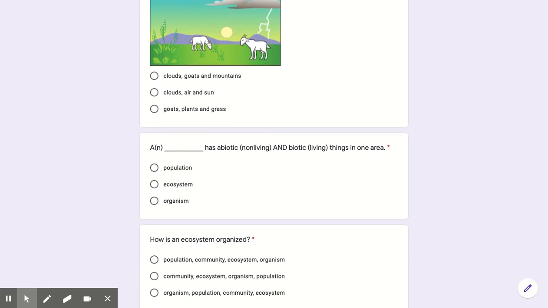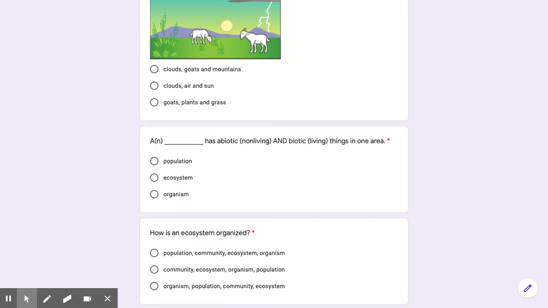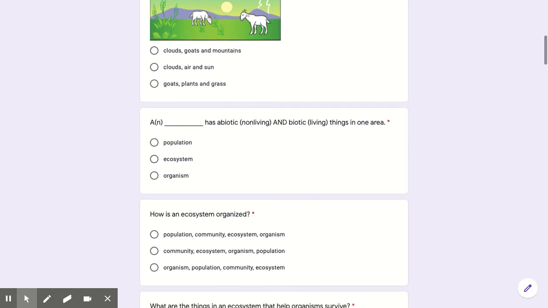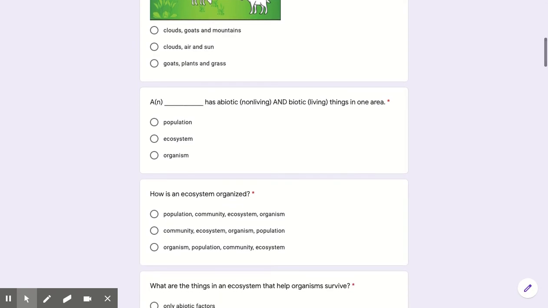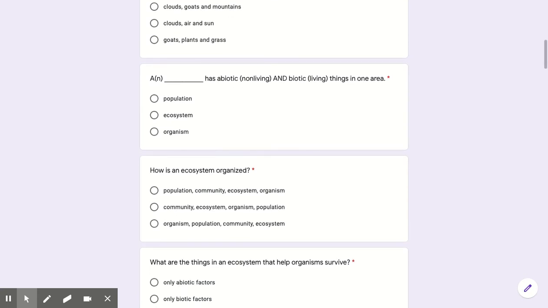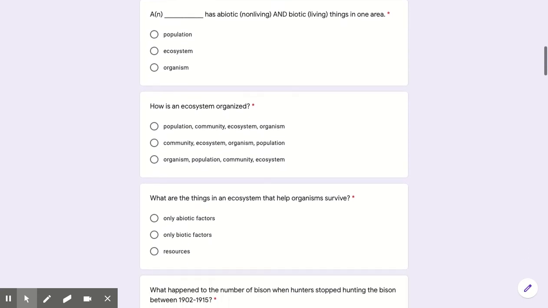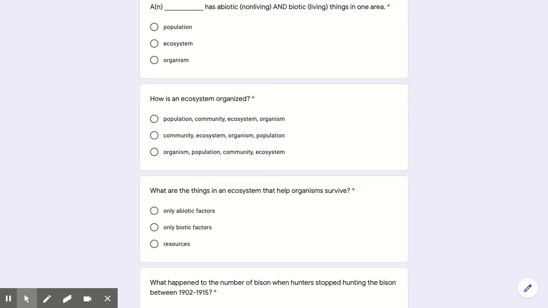Question 3. A blank has abiotic non-living and biotic living things in one area. Is it population, ecosystem, organism? Question 4. How is an ecosystem organized? Population, community, ecosystem, organism? Community, ecosystem, organism, population? Organism, population, community, ecosystem.